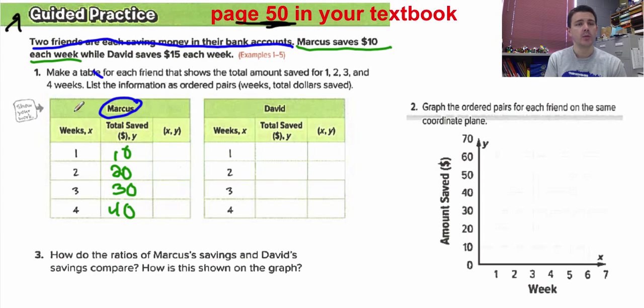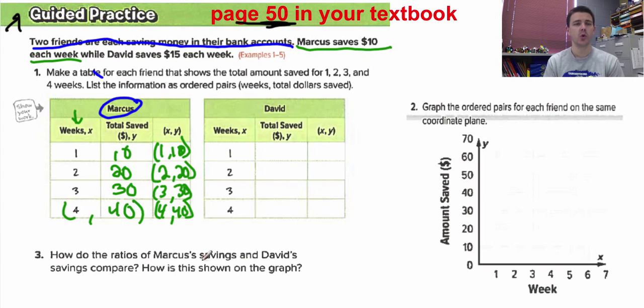The number of weeks is our x-coordinate. Our y-coordinate is the amount that he saved. So now we're going to write it as a coordinate pair. Remember, it's an x and a y that we plot as points. So this one would be 1, 10. Then 2, 20. 3, 30. And 4, 40. So we just took our x and our y and turned them into coordinates for us.